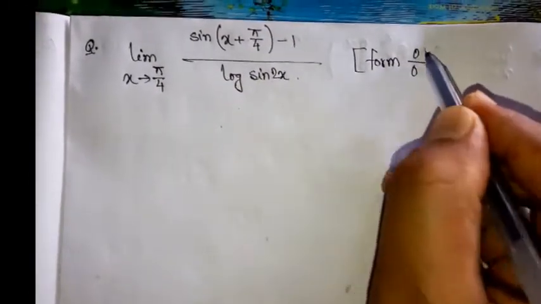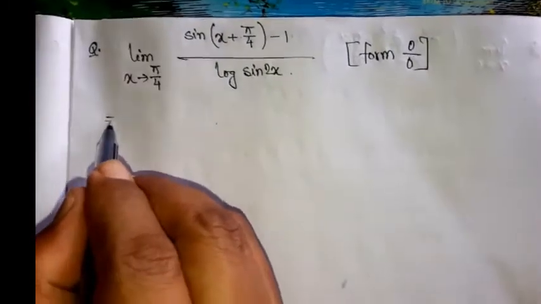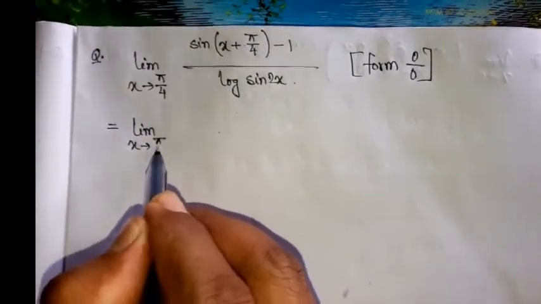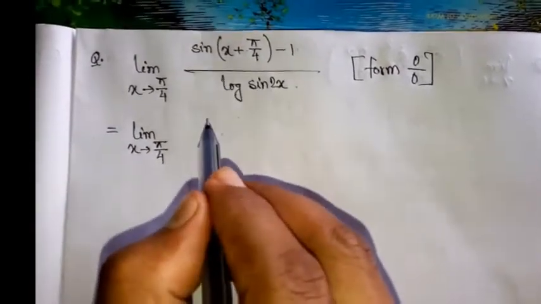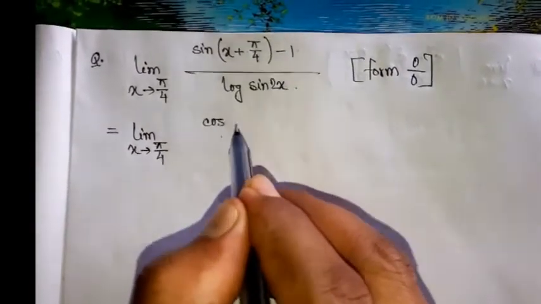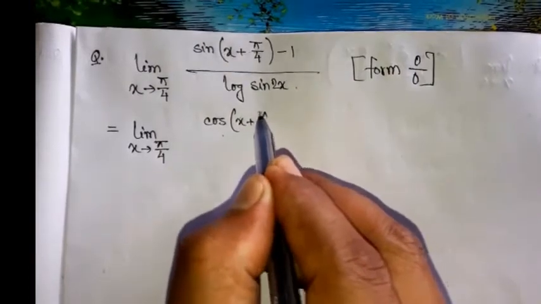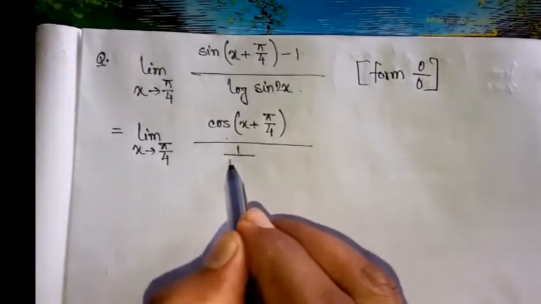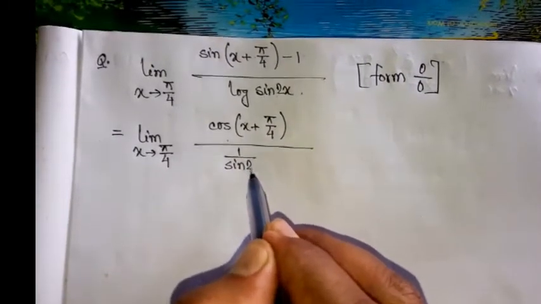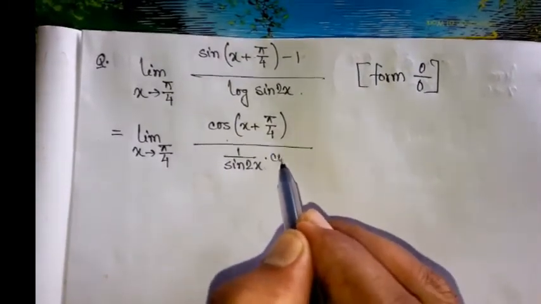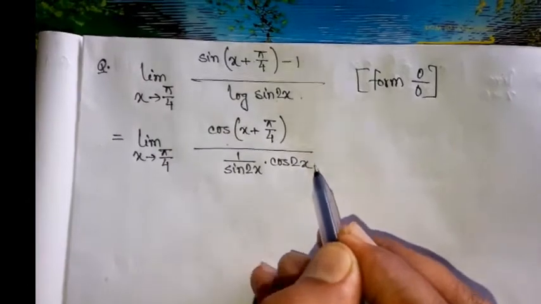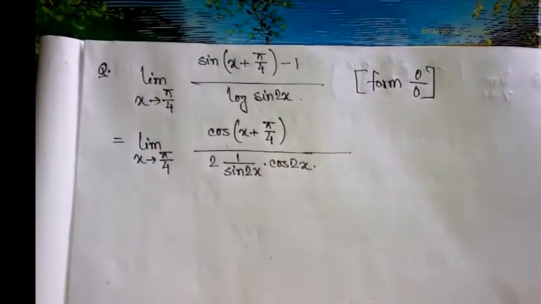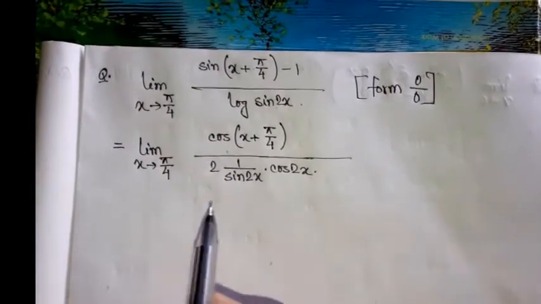Form 0 by 0. So by L'Hospital rule, limit keep unchanged, and you have to consider derivative of numerator and denominator. Derivative of numerator will be cos of (x plus pi by 4) by, in denominator, it is 1 by sin 2x, and derivative of sin 2x is cos 2x, and derivative of 2x is 2. Very good.